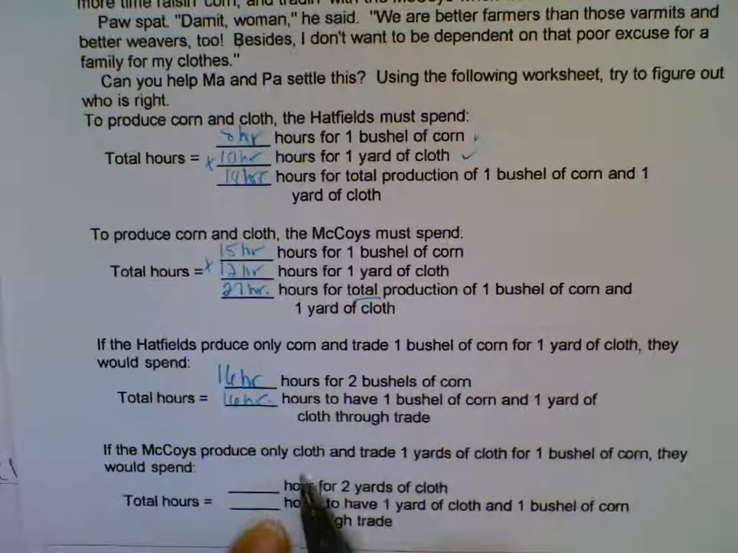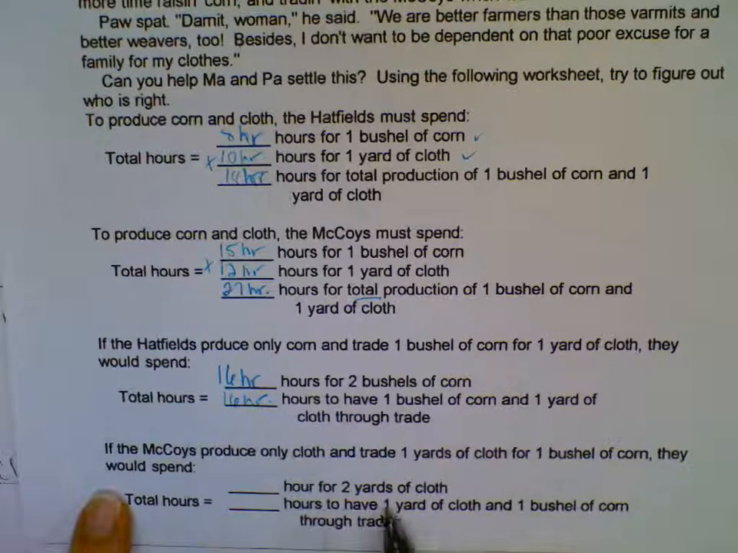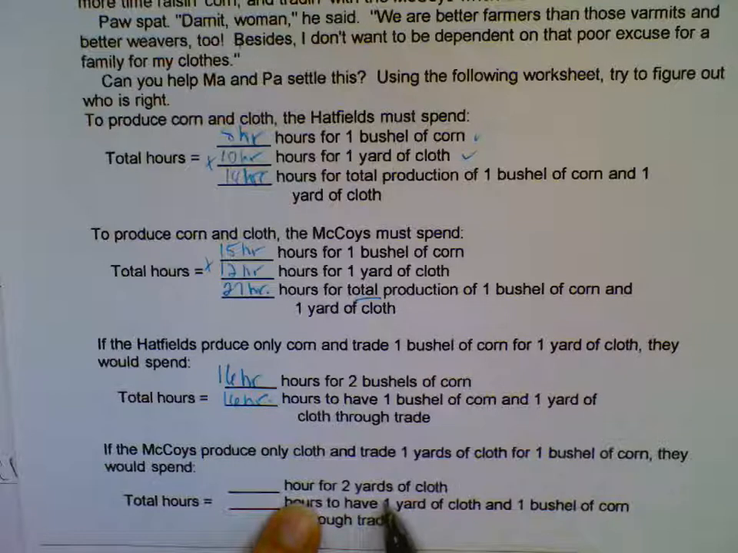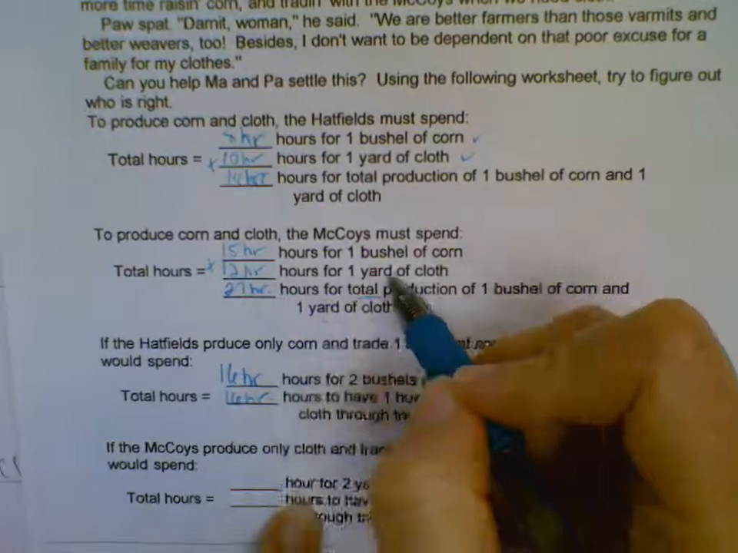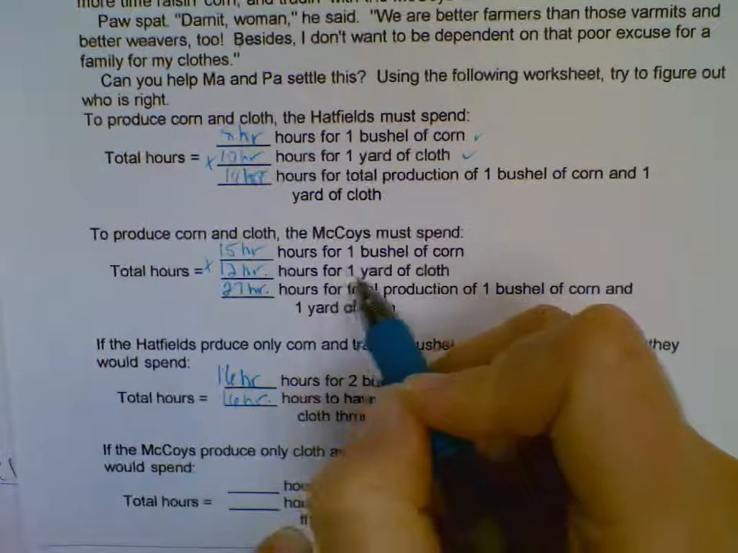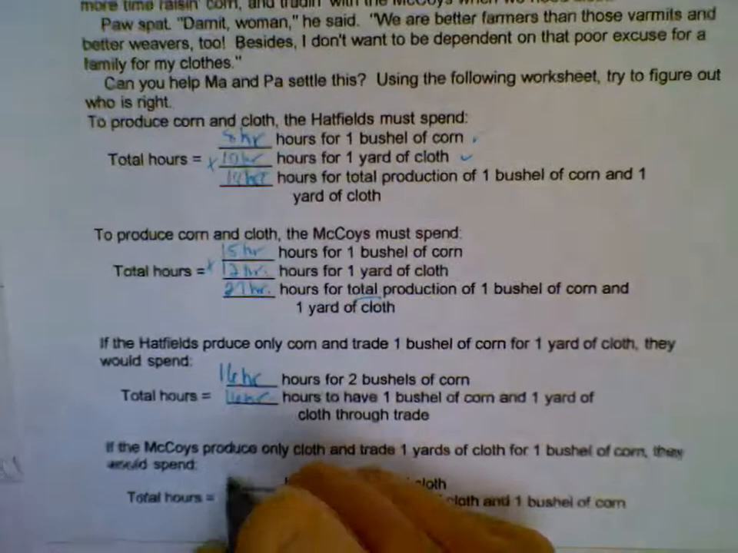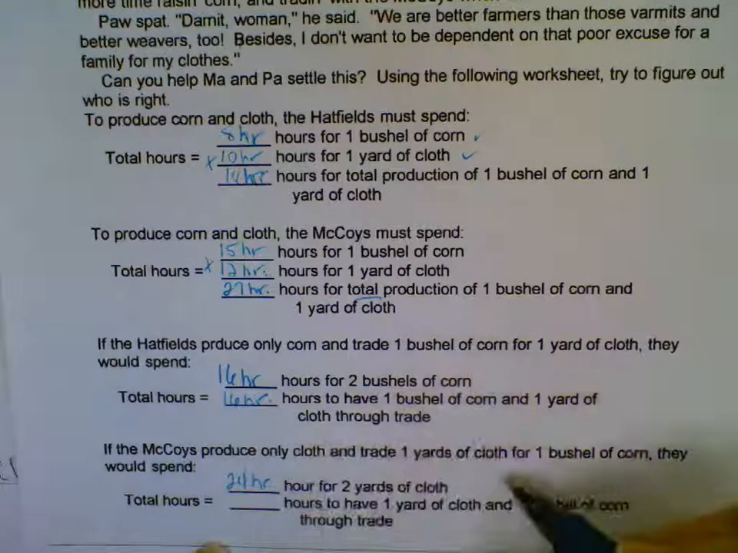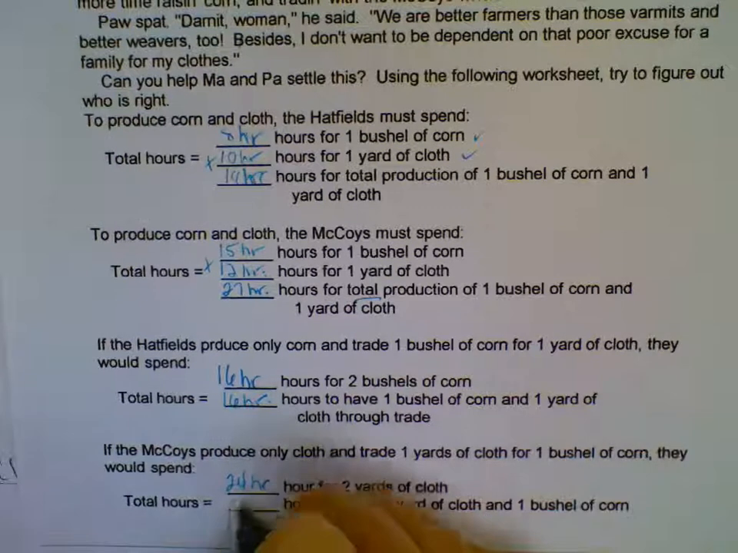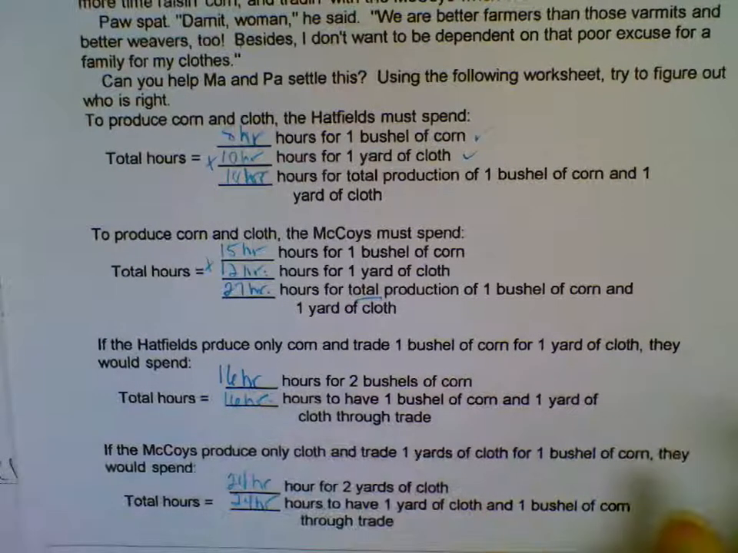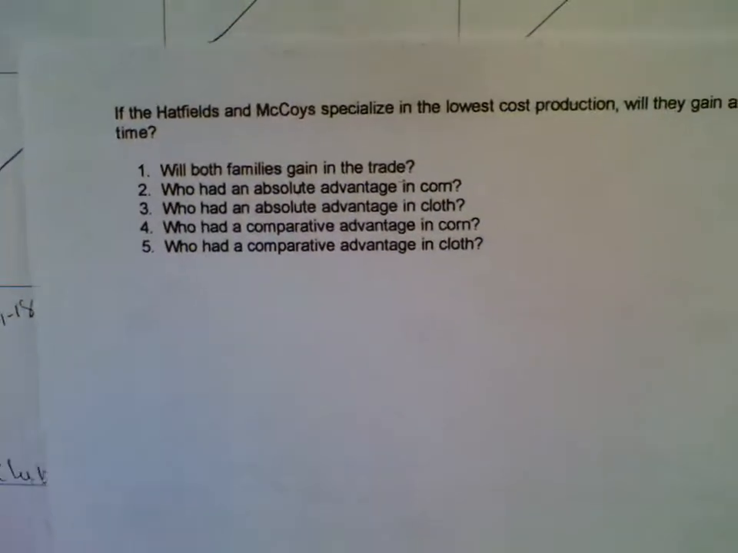If the McCoys produce only cloth and trade 1 yard of cloth for 1 bushel of corn, they would spend 24 hours, because for 1 yard it takes 12 hours. So for 2 yards, we take this times 2 to give us our 24 hours. And they're going to trade 1. So they're going to take 1 that they made and trade it for 1 of these bushels of corn. So 24 hours.